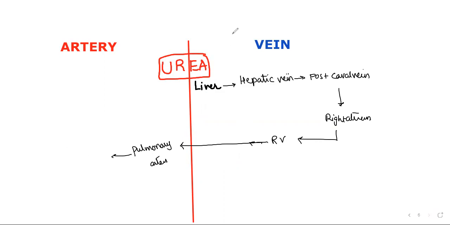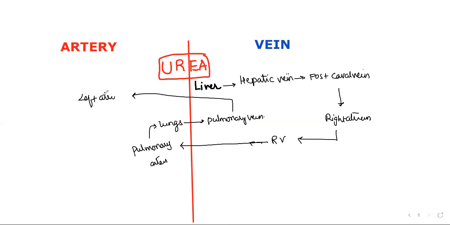Pulmonary artery to the lungs. And from the lungs, we are collecting towards the pulmonary vein. Pulmonary vein opens into left atrium. Left atrium opens into left ventricle. Left ventricle opens into left systemic aorta. Left systemic aorta to renal artery.